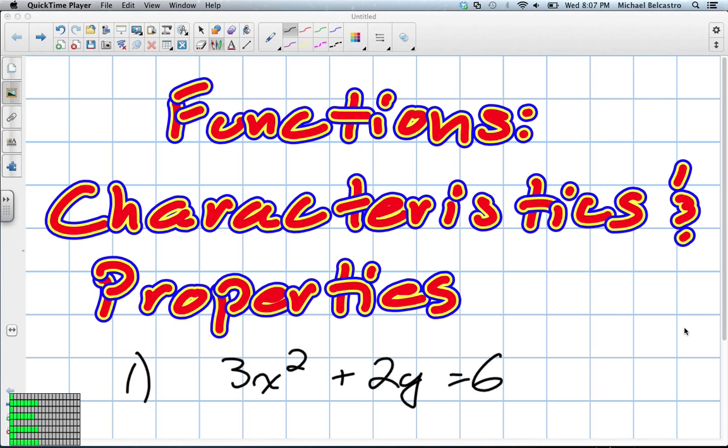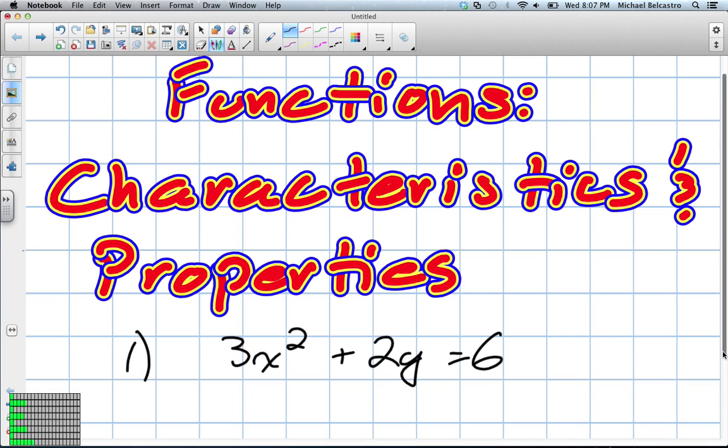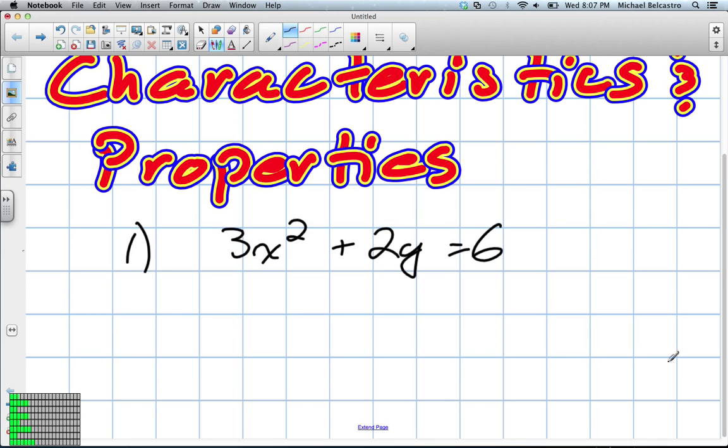Functions and characteristics of functions. So we have an equation or a function here, and they've asked us to state if it is a function and the domain and range.